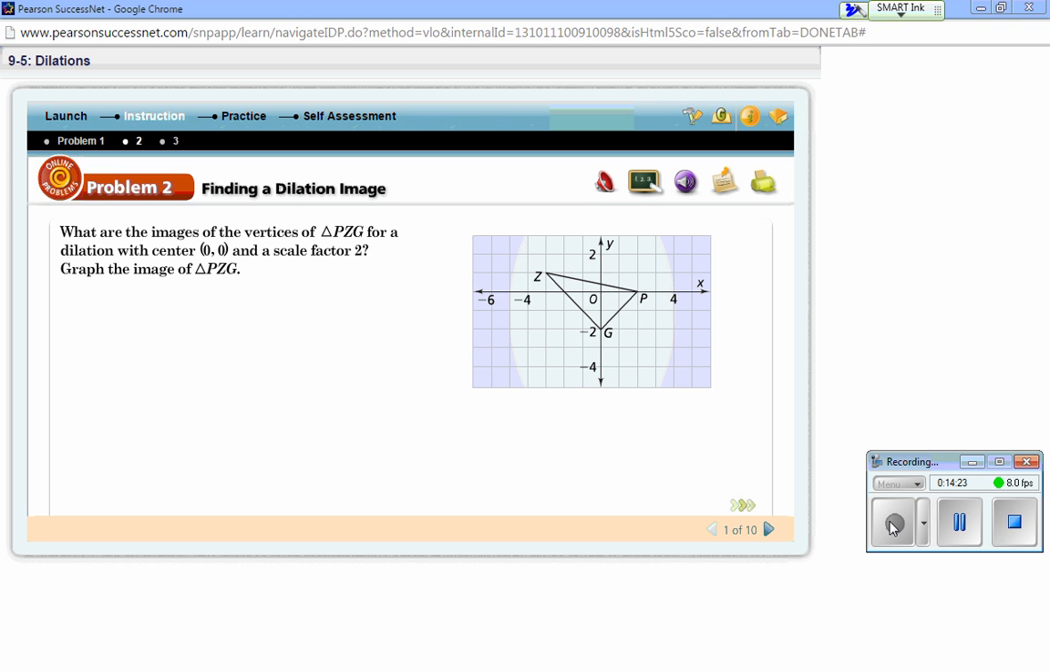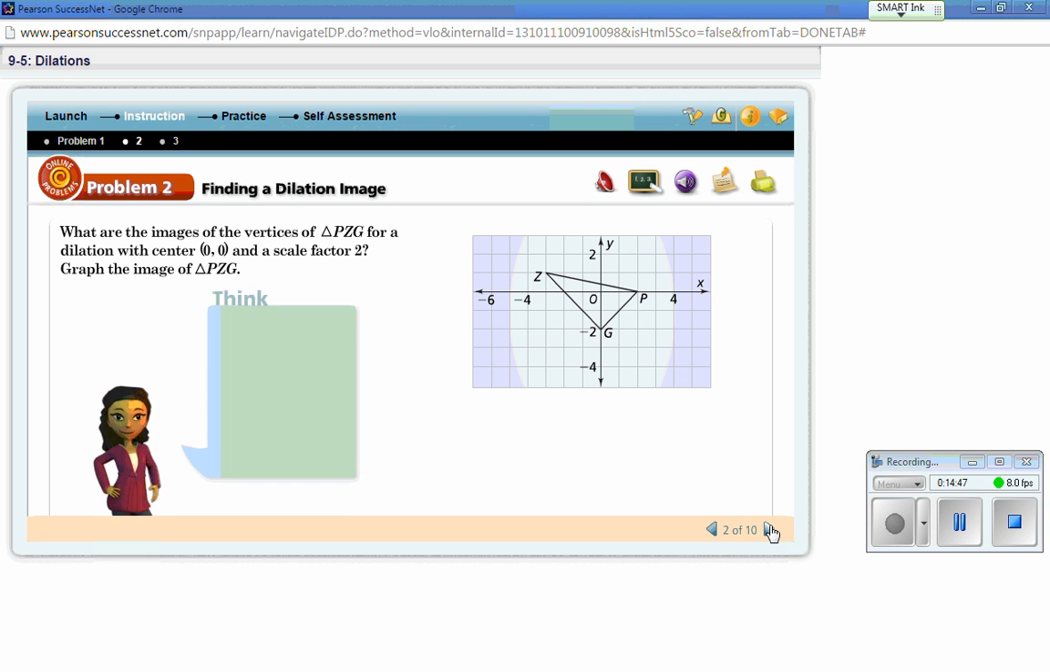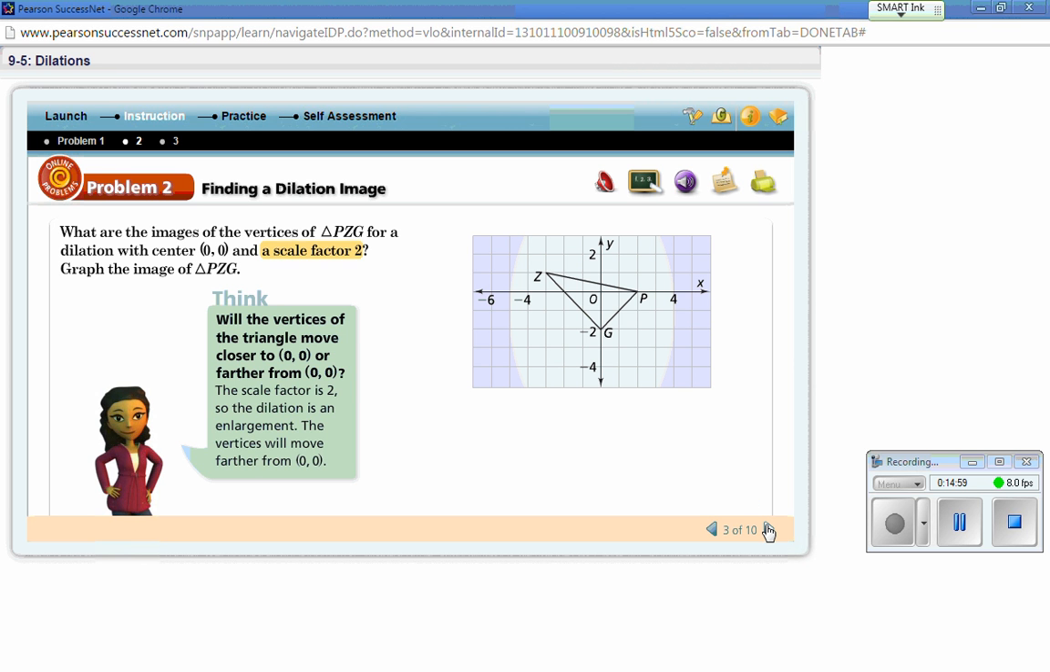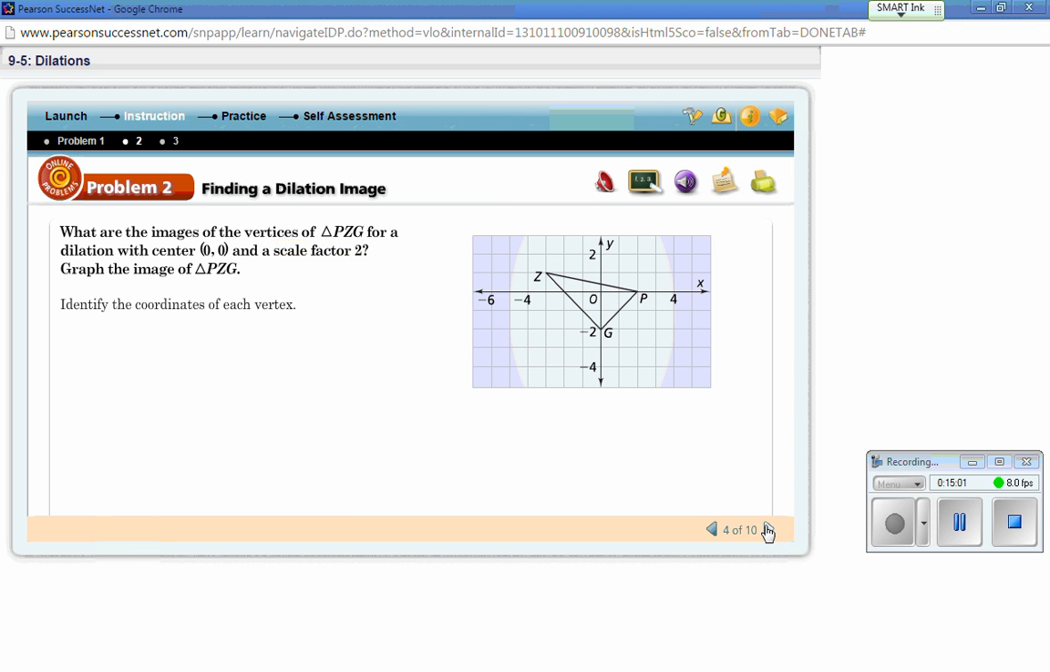If it was centered at a corner, for example, if I had something like this, and the center of dilation was here, can you visualize that it would get bigger like this? This depends on where the center of that dilation is. Hopefully they'll talk about that here. But for now, we're centered at 0, 0. So let's talk about what would happen. Will the vertices of the triangle move closer to 0, 0 or farther from 0, 0? We just answered that. The scale factor is 2. Identify the coordinates of each vertex of the triangle.